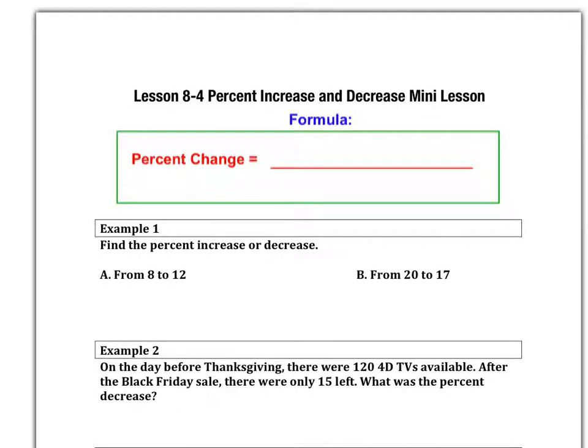Hello, today we're going to be looking at lesson 8.4, which is percent increase and decrease. And we're going to start by reviewing the formula.